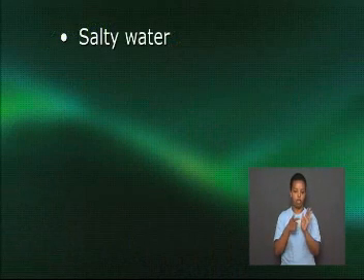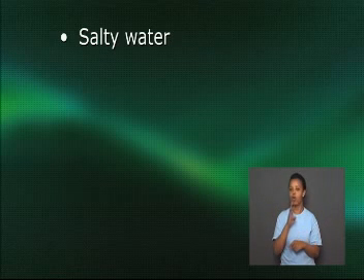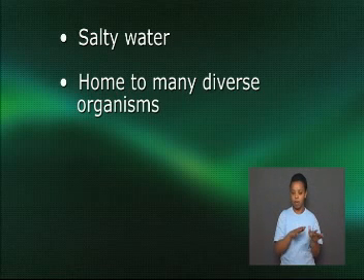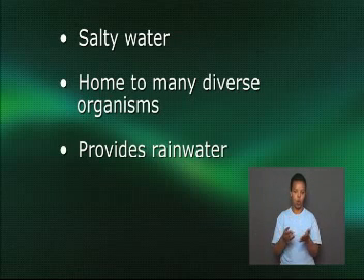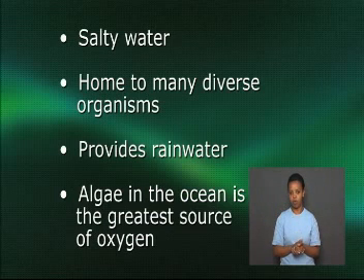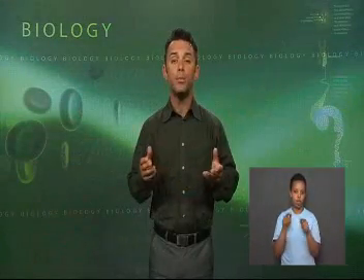There are many characteristics that you could have listed, which include that the marine water in biomes is salty and is the home to many diverse organisms. Also, marine biomes provide rainwater for the land, and the algae found in them are the world's greatest source of oxygen. These are just a few examples of correct answers. Please have teacher review your lists if you wrote down any other characteristics. This brings us to the end of our lesson. Today, we learned about marine biomes, including oceans, coral reefs, and estuaries.